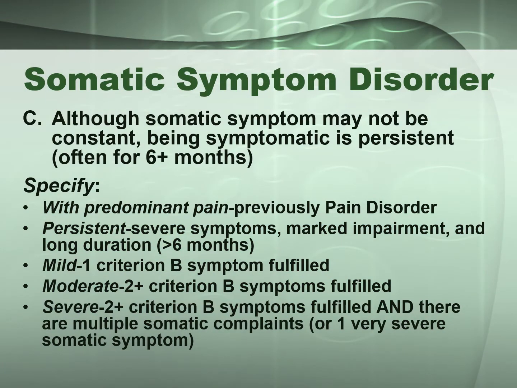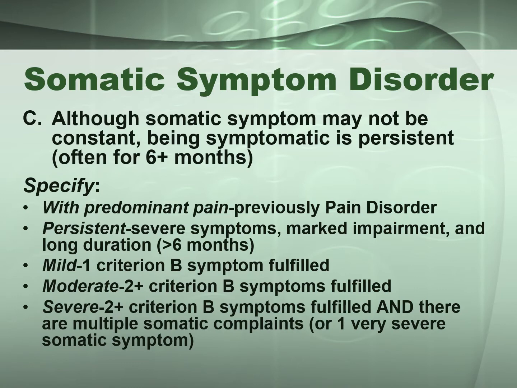Individuals with somatic symptom disorder may actually change what that key symptom is. So although their somatic symptom may not actually be constant, being symptomatic with having some somatic symptom is persistent for at least 6 months. And similar to other conditions, we then would add some specifiers. In the past, we had pain disorder, and now pain disorder has been subsumed under somatic symptom disorder, where we give the specifier of with predominant pain. And then we would also give some indication of severity.